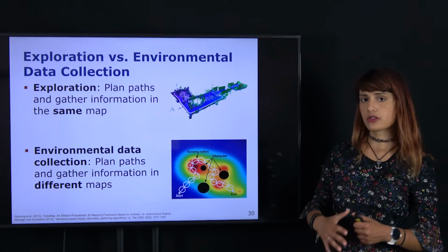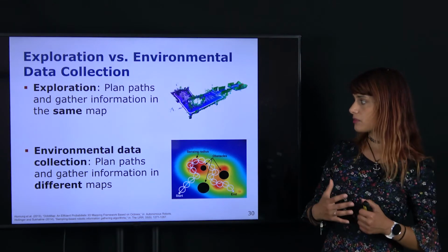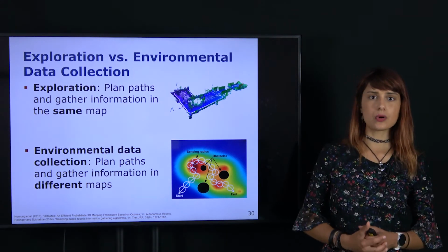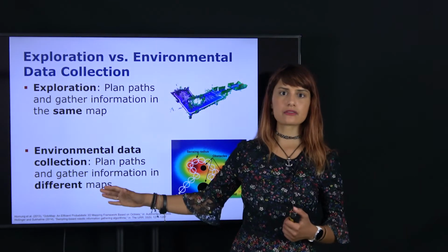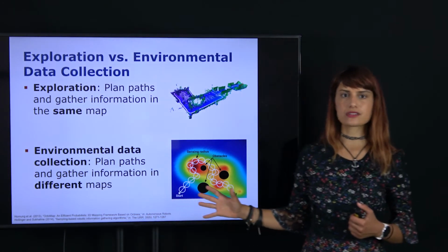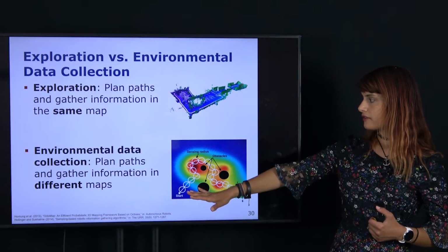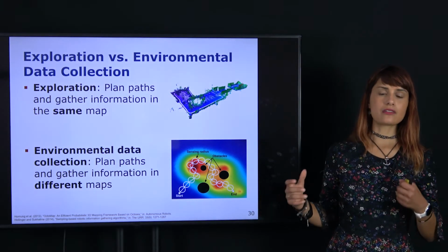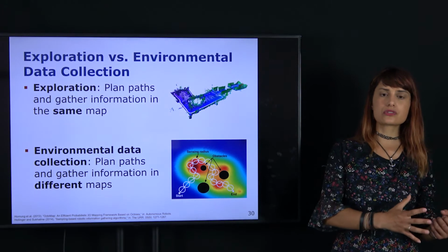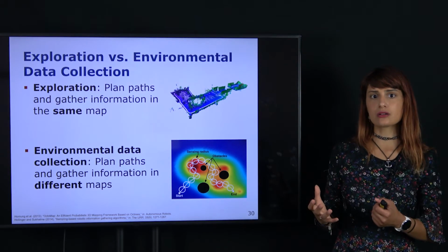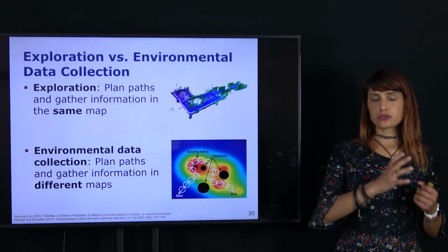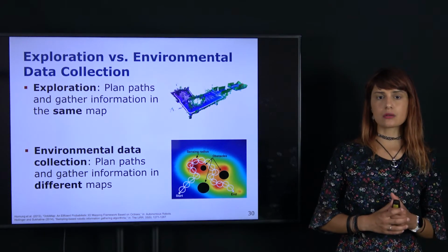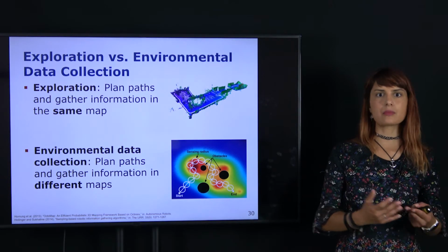In contrast, for the purposes of this lecture, when we talk about environmental data collection or monitoring, we're mostly focused on planning paths and gathering information in different types of maps. So we might have a separate map reflecting the occupancy that we can use to determine where feasible paths are, but we have a particular map that we use for the target phenomenon we're interested in observing, for example, a temperature map or a moisture map.